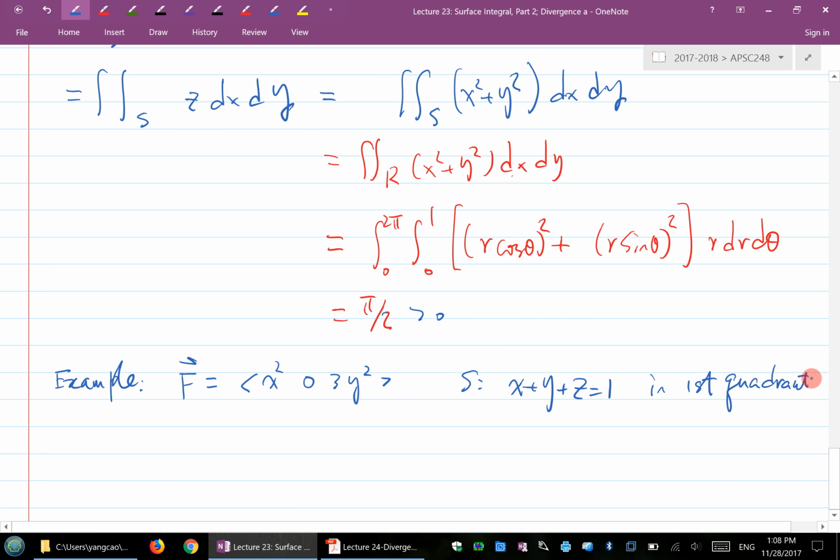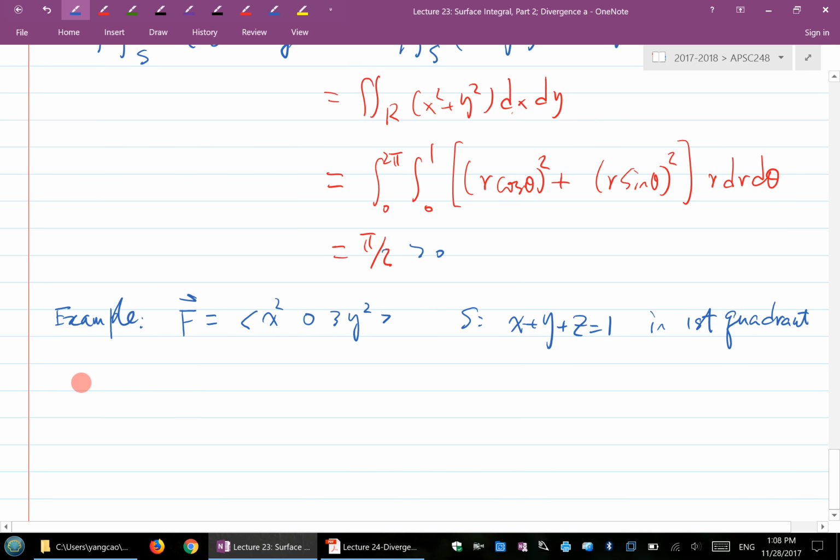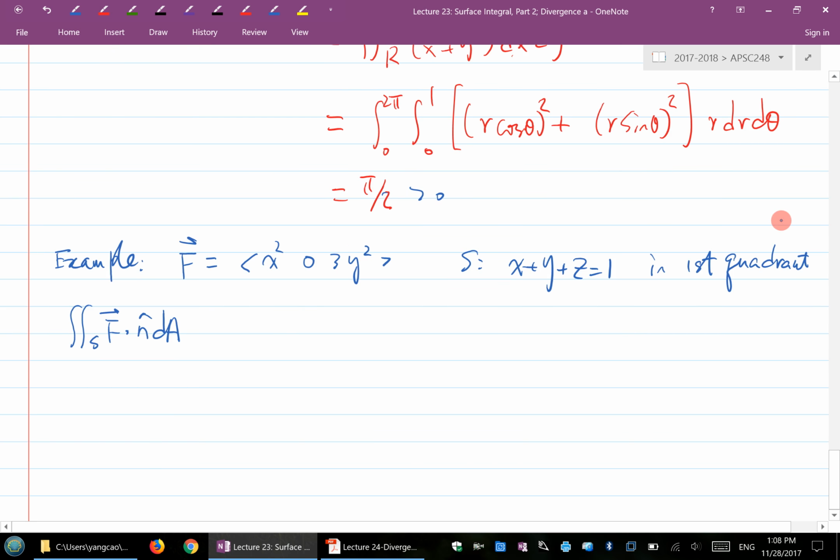Given a vector field and a surface which is part of the plane in the first quadrant, okay, and we want to calculate this surface integral. Okay, surface integral here. You can always sketch, so here's x plus y plus z equal to 1. Okay. Basically, this triangle here is the S. That's the first quadrant, right? Yeah.